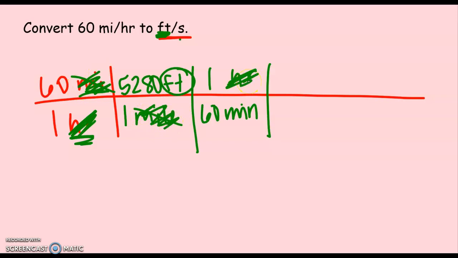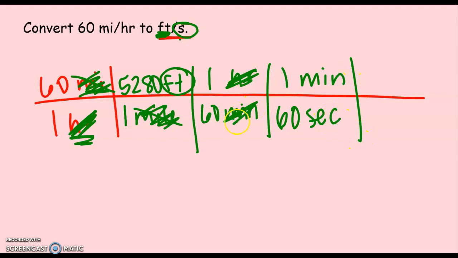All right, so now I have minutes on the bottom, but I'm trying to get to seconds. So that means I have to put minutes on the top. Well, let's go 1 minute. I know it is 60 seconds. So if my minutes cancel, then I'm just left with 60 seconds. Now I have feet per second, which is what they asked me to look for. I'm going to multiply everything straight across. I know you don't have a calculator and you won't need one for this, but you can use the calculator on your computer for today if you need to.